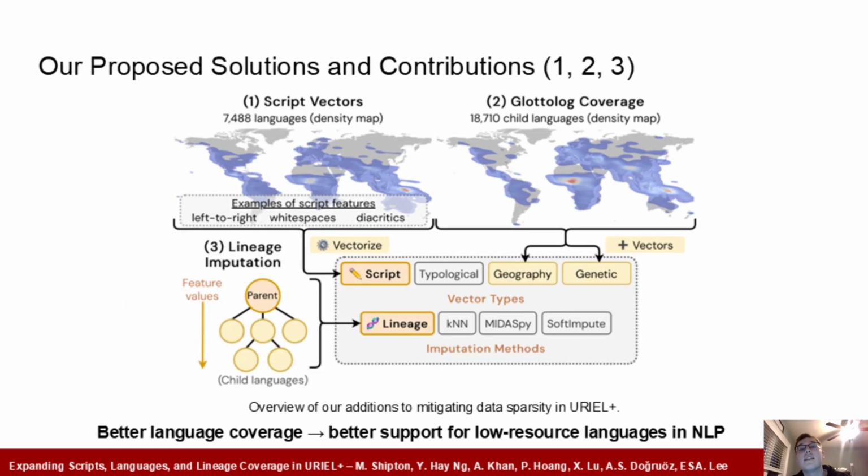To address these issues, we introduce three main additions. First, we add script-based features. Second, we expand lineage coverage using Glottolog. And third, we improve lineage-based imputation. The overarching goal here is to reduce sparsity and improve coverage, which in turn better supports multilingual NLP, especially for low-resource languages.